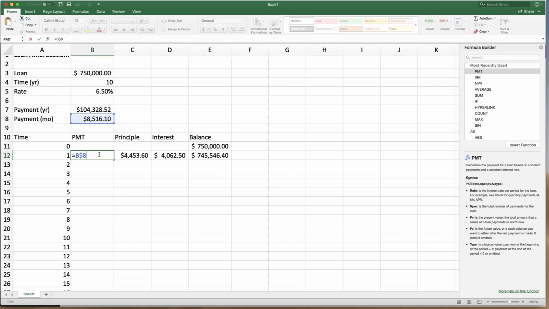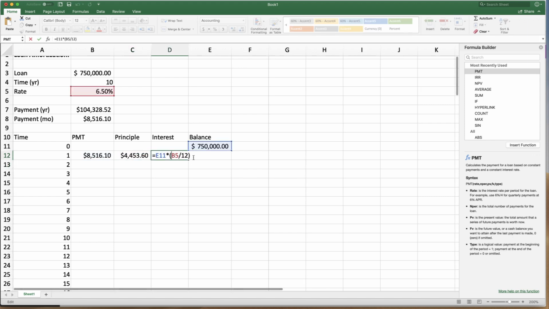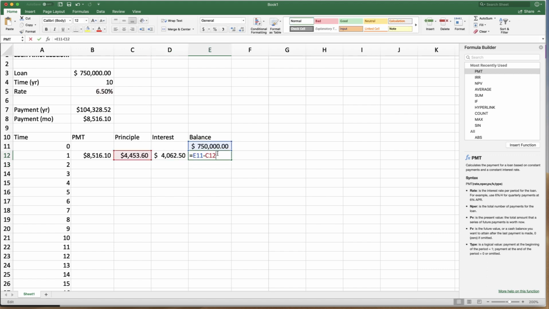So this formula is using our monthly payment, which is locked. This formula is taking the difference between these, which we want to replicate. This formula is looking at your previous period's balance times that rate. I want to lock that rate in there. I don't want it to change to row 6 and on. And then your balance is going to be whatever your previous balance was minus principal, which gives you a new balance.